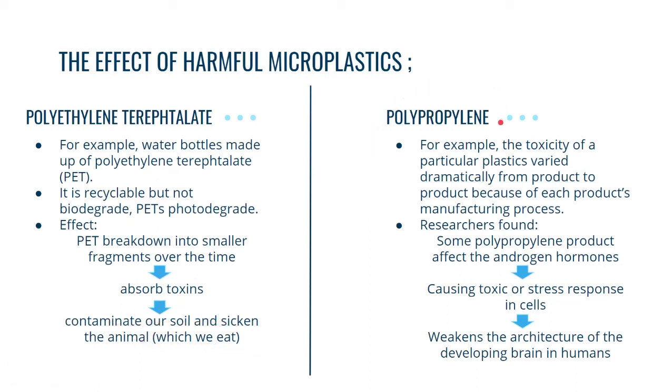For polypropylene, the toxicity of a particular plastic varies dramatically from product to product because of each product's manufacturing process. Researchers found that some polypropylene products affect the androgen hormones and cause a toxic or stress response in cells. Thus, it weakens the architecture of the developing brain in humans.